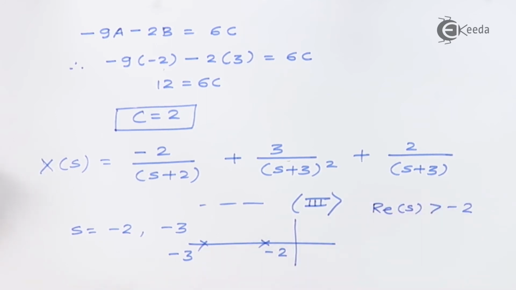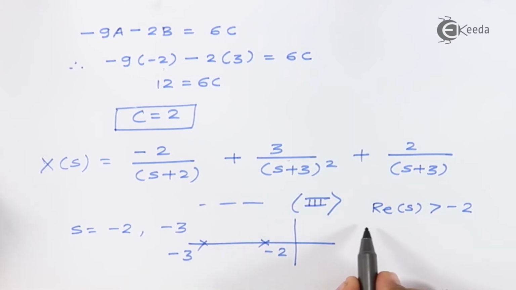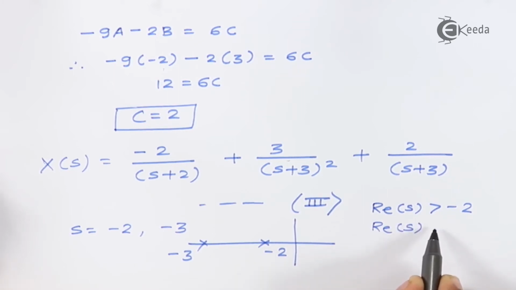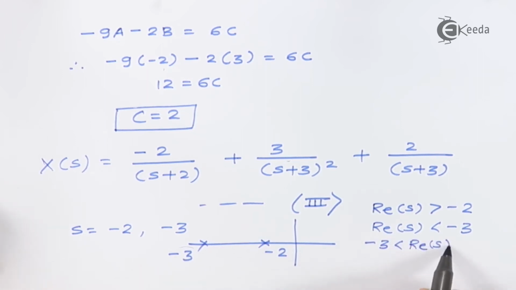If the ROC is left-handed sided, then the ROC always exists on the left side of the leftmost pole. The leftmost pole was -3, so your ROC is available on the left-hand side. So I'm going to write real part of s is less than the leftmost pole, which is -3. The third is in between, and in between means two-sided. How to represent it? In between means the real part of s is greater than -3 but less than -2.